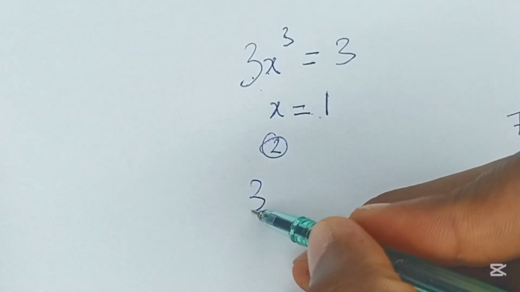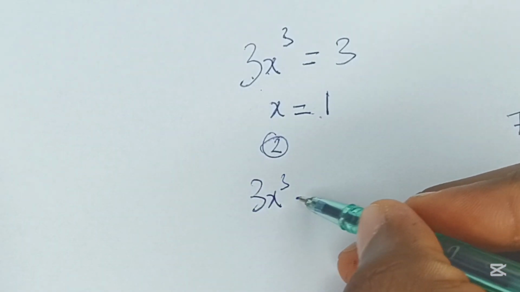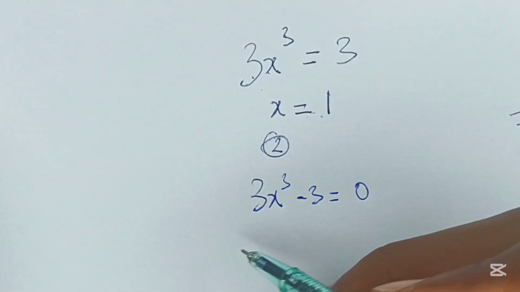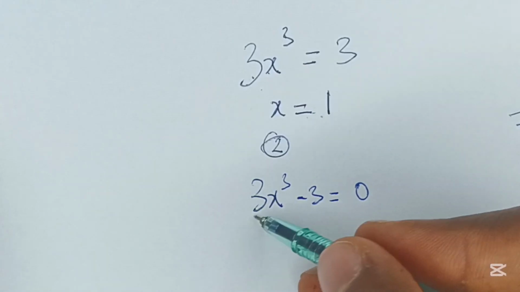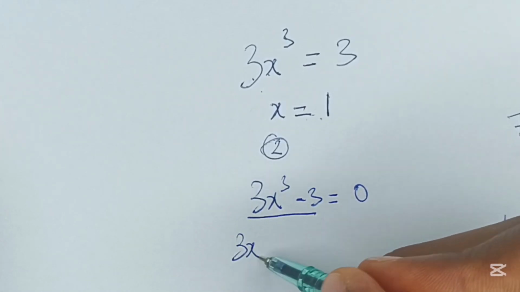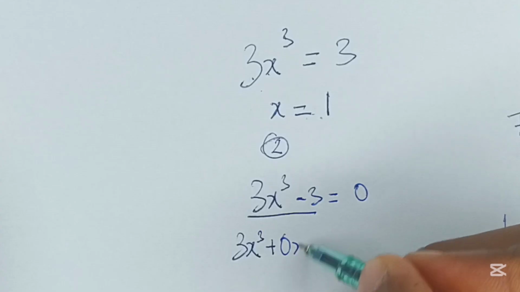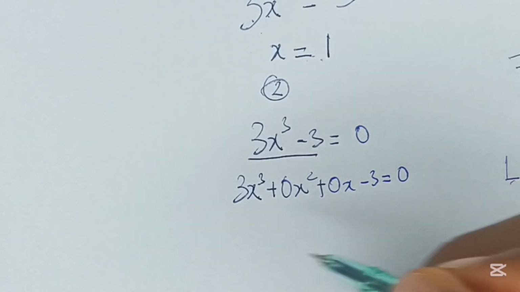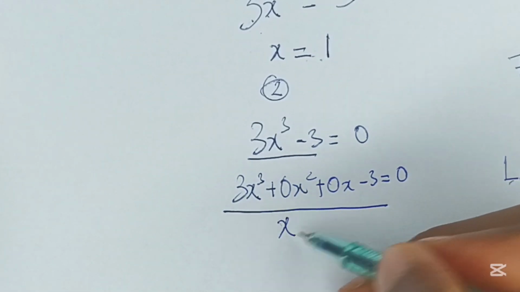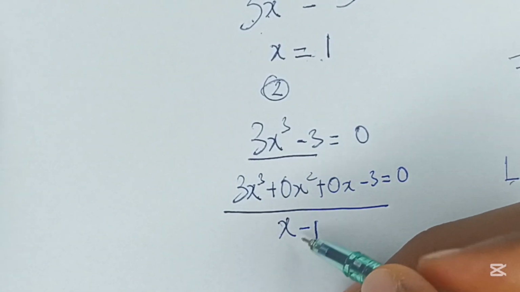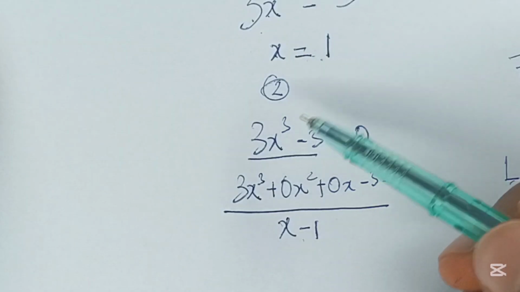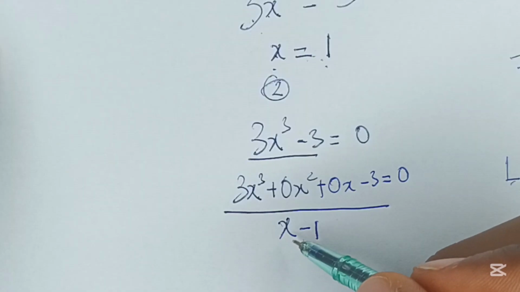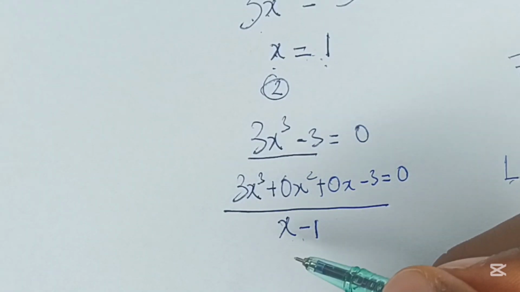So we now have 3x to the power of 3 minus 3 equal to 0. Now recall that x is equal to 1. Okay, because we're going to use it in a second. Let's write this like this. You can write it 3x to the power of 3 plus 0x squared plus 0x minus 3 is equal to 0. If we divide this by x minus 1, why are we dividing by x minus 1? Recall that we said that x equal to 1 is a zero of this equation. Hence, x minus 1 will be a factor, and if we divide the number by its factor, we are going to get the other factor.